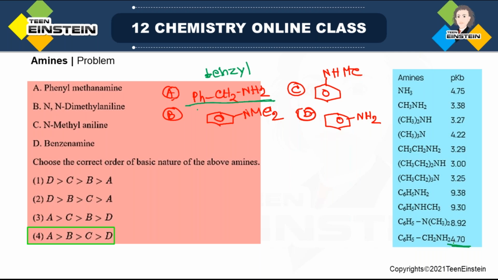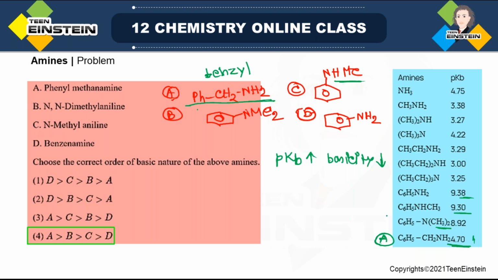Now come to the next structure, N,N-dimethyl. N,N-dimethyl means this one, 8.92. Just look at the values, then we will discuss why it is so. Then when you have only single substitution, that is only one H is replaced by Me, then the value is, for PhNHMe, 9.30, and if it is simply aniline, then it is 9.38. Now from the pKb values, as we know, when the pKb value is increasing, that means basicity is decreasing. These two are inversely related to each other. So according to this, this should be maximum basic. So this is molecule A.